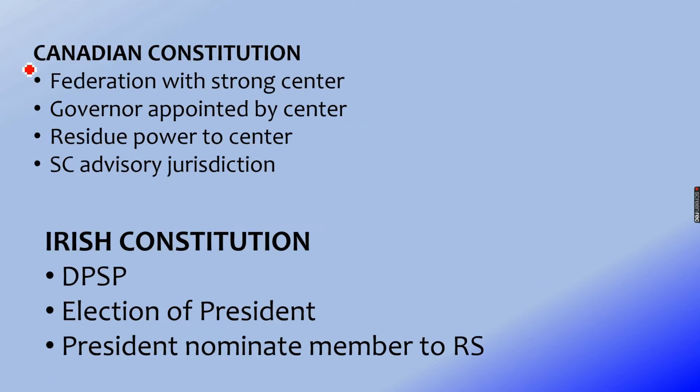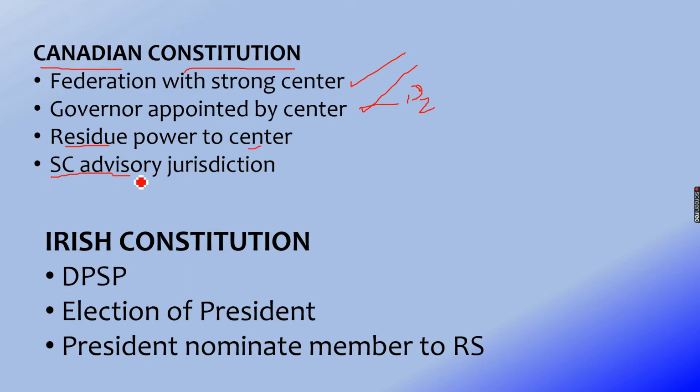Then the Canada Constitution. So federation with a strong center. We have the strong center and governor appointed by the center. It is appointed by the president and holds office at the pleasure of the president. And residue power with the center. Residue means whatever is left over is the power of the central government.